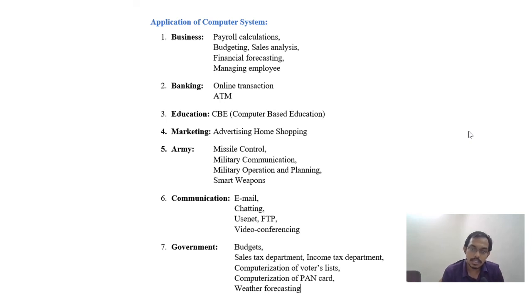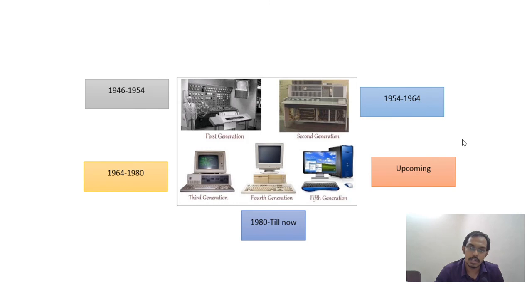Even in our government sector, if you apply for a PAN card, that is through an online portal. If you apply for any kind of government activities, government information is available on the internet, through the computer. So the application of a computer is everywhere. In the next slide, we will discuss the generations of a computer system.